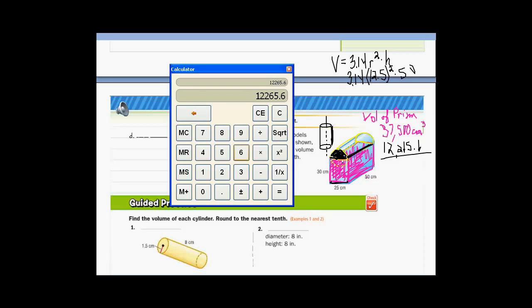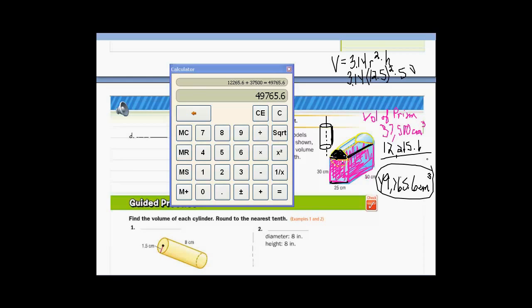12,265.6 plus my 37,500 from my prism to begin with. I get 49,765.6, and that is my final answer. 49,765.6 centimeters, what? Centimeters cubed, because it's volume. Okay. Now, if we would have left pi as pi on that, you would have got a slightly different answer, 49,771.8. So again, just like I told you earlier, the bigger the numbers you use, the bigger that gap is going to be. Okay. So with that being said, hopefully we've got this.